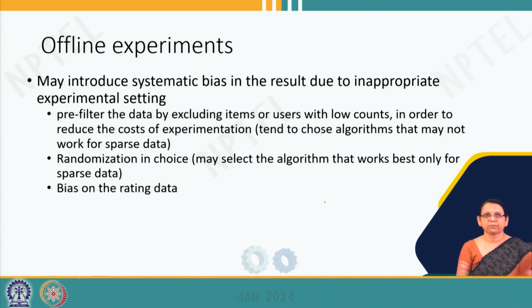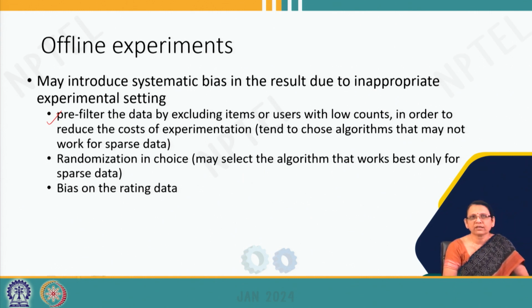These offline experiments have a tendency to introduce systematic bias in the result due to inappropriate experimental setting. One of these I have already explained. The experimenter may try pre-filtering the data. So, if he pre-filters the data, looking at let us say some low count on certain rating, drop one user and so on, the algorithm which works best with that pre-filtered data may not actually work with the real data.